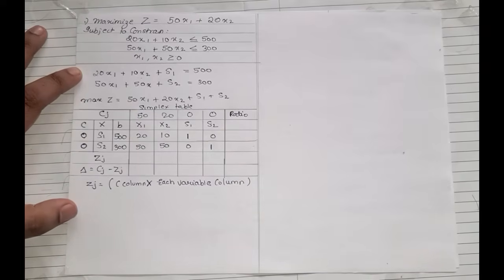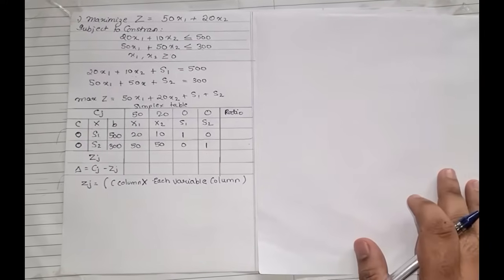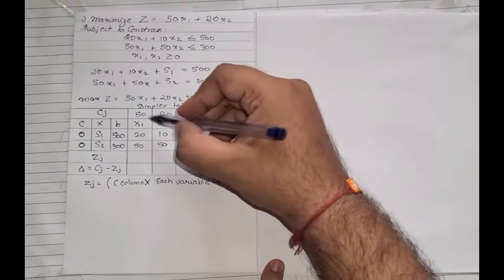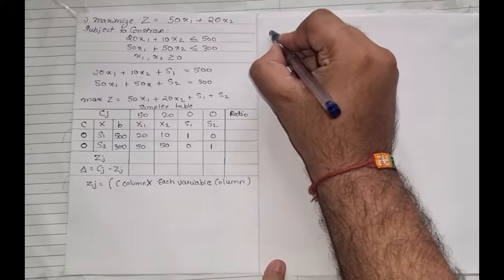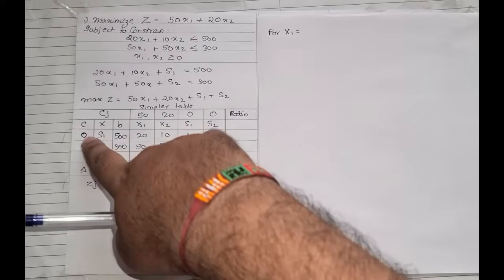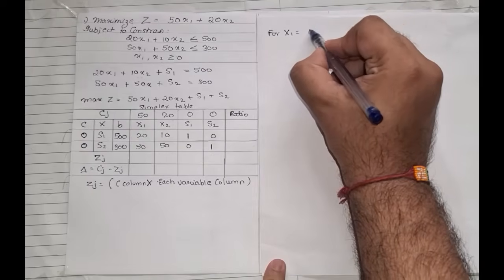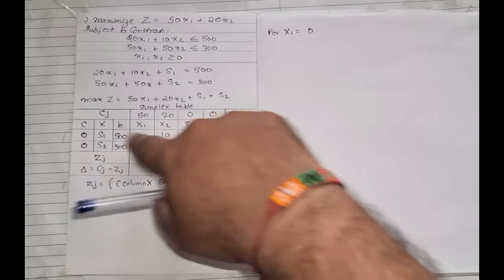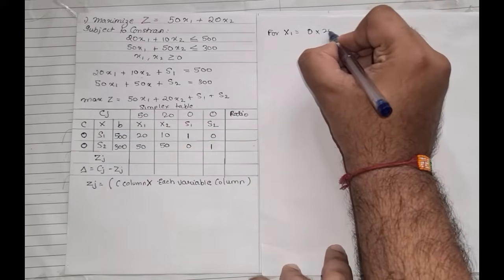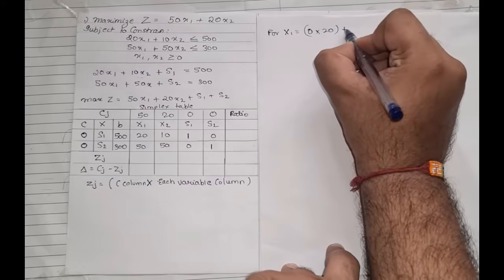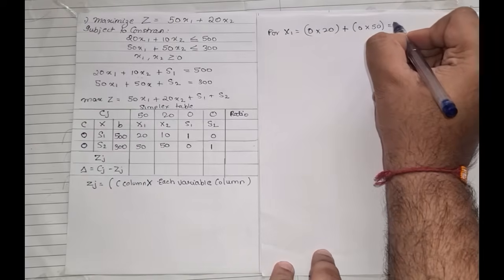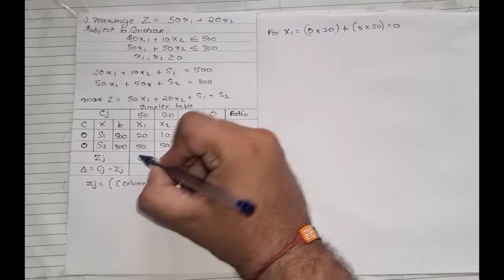Okay, now what I'll do is I'll pick an additional paper where we will be basically doing the working. Now in order to find Zj for x1, these are my columns. For x1 the formula is the C column value, that is 0, into the value of each variable. So it is C into this and then plus this into this. So it will be C into 20 plus the next C value is also 0, so 0 into 50, which comes to 0. So my first Zj will be 0.